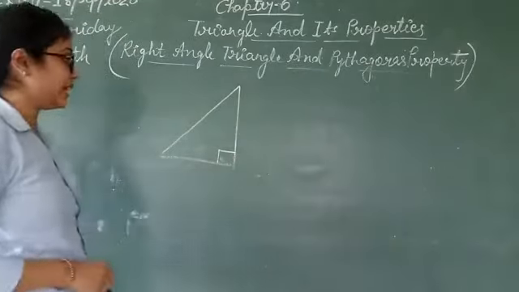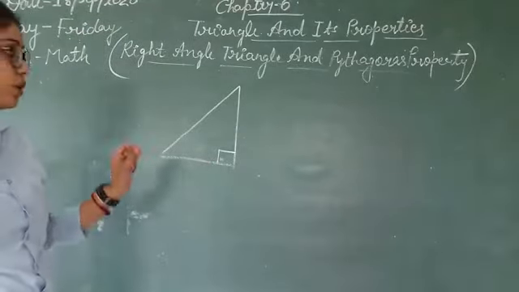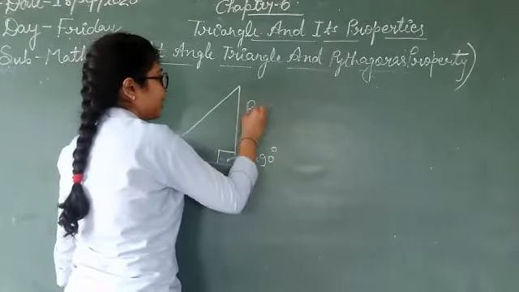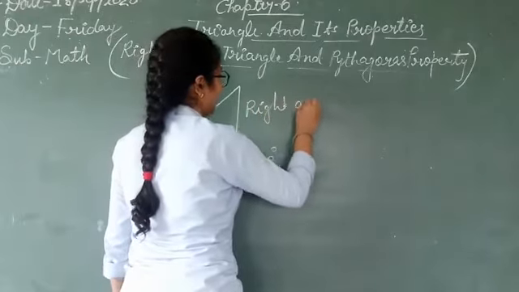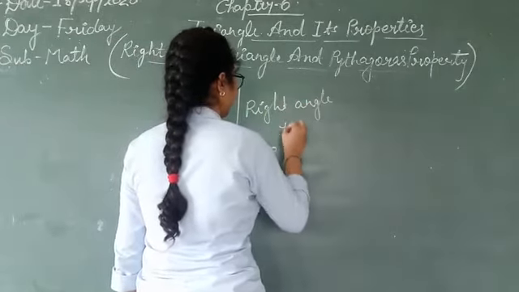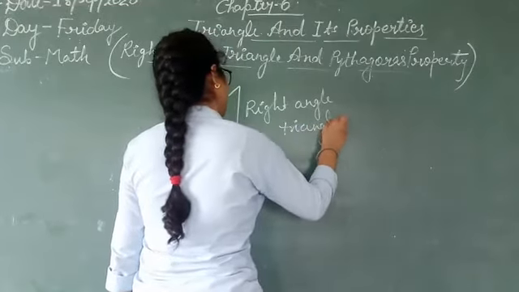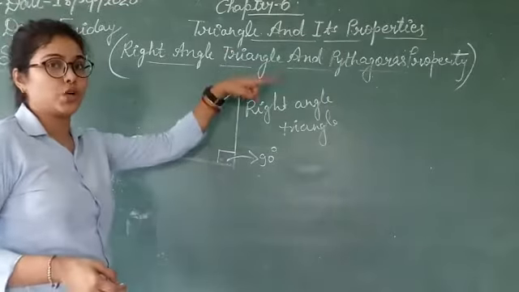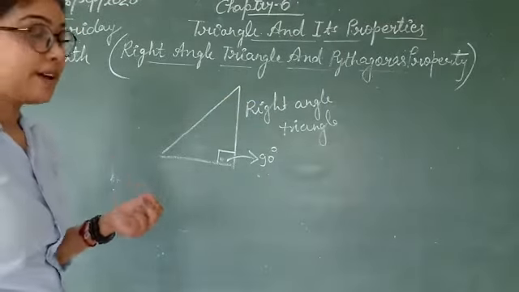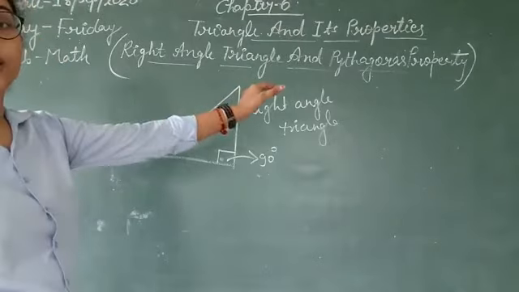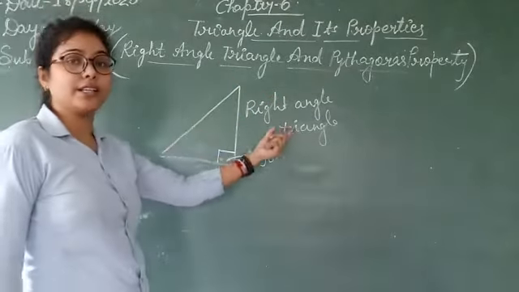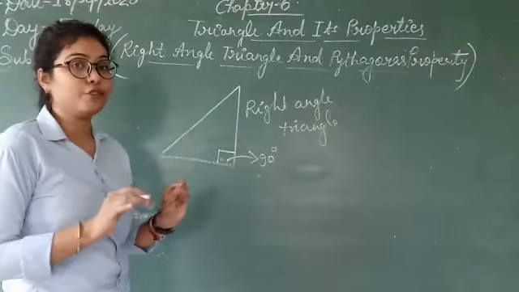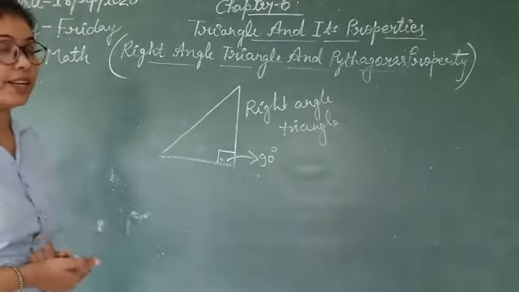The triangle in which one of the angles is 90 degrees. When we say that one of the angles is equal to 90 degrees, this is 90 degrees and this is called a right angle triangle. Okay. Now one thing, why are we talking about right angle triangle in Pythagoras theorem? I want to say that Pythagoras theorem holds only for right angle triangles.